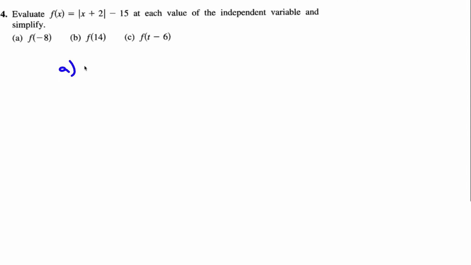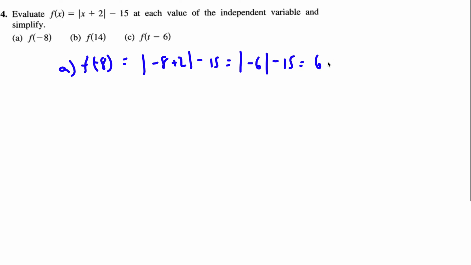All right. Find all of these. So f of negative 8 would be plugging in negative 8. Now, negative 8 plus 2 is negative 6. Remember, order of operations says do everything inside the absolute value. Then you take the absolute value, which is 6, minus 15 is negative 9.